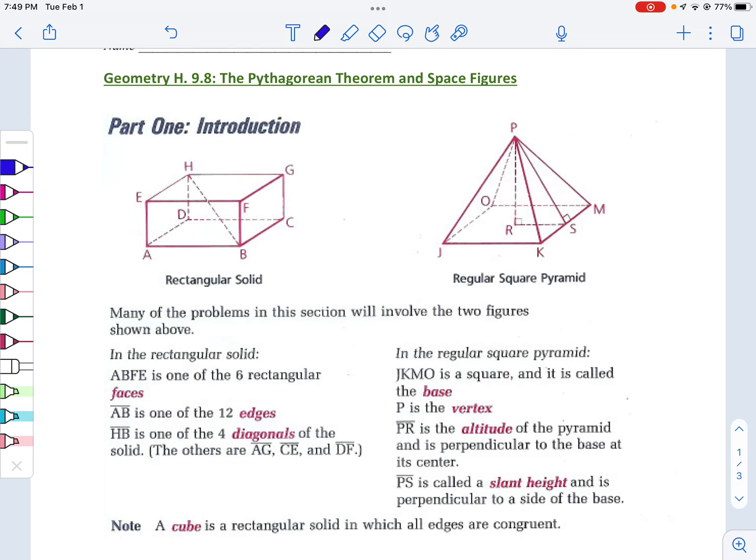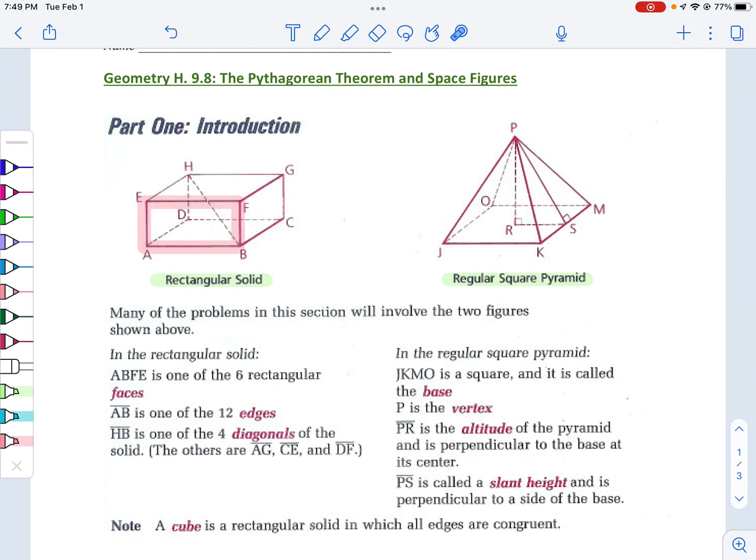So when we talk about space figures, we're really talking about 3D figures. And two figures that show up pretty regularly are regular or rectangular solids or regular square pyramids. Couple of things. In a rectangular solid, we talk about having a face. So a rectangular solid is made up of all rectangles here, kind of like a Kleenex box. So this figure, this rectangle ABFE, would be considered a face. So in a rectangular solid, we have 6 rectangular faces.